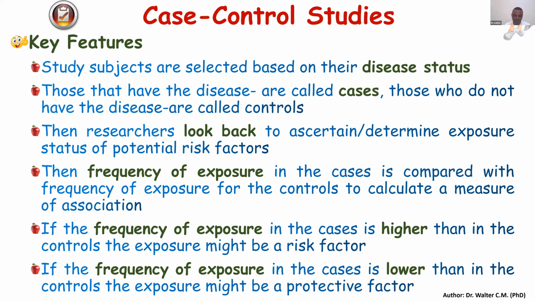And sometimes, if the frequency of exposure in your cases is lower than in the control, it means that one is a protective factor. It means that those who are in the control, exposed to the same environment or the same object, are not getting the disease. It means that environment protects people from getting a problem. See? So those are the key features of a case control study.